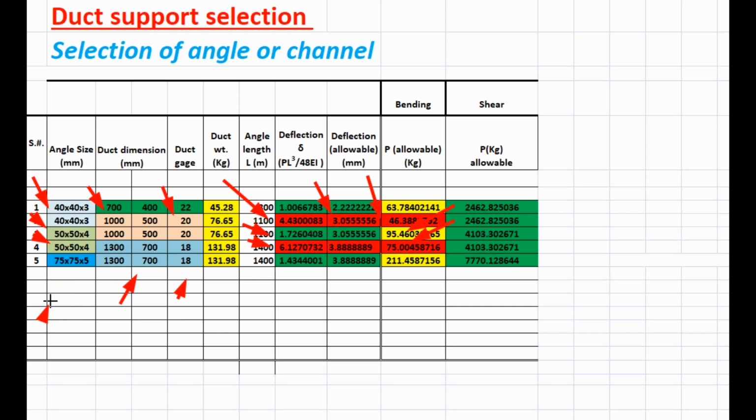Then we will go for the next size of angle, 75 by 75 by 5 millimeter, and for this angle the deflection is also less than allowable, and as per bending stress, the maximum allowable duct weight is higher than the duct weight, so this angle is suitable to use for this duct support.